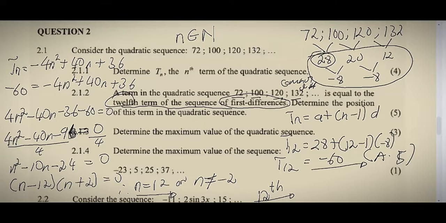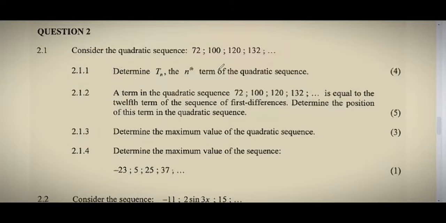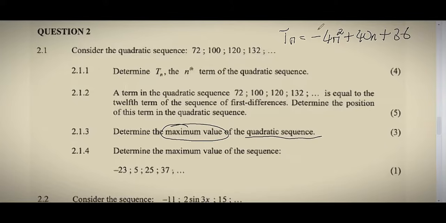Now let's proceed. 2.1.3 says determine the maximum value of the quadratic sequence. Let's understand why they said the maximum value. Looking at our general formula for the quadratic sequence, we have negative 4n squared plus 40n plus 36. Our a is less than 0, which tells us that we have a concave down shape. A concave down shape has a maximum value, which is why they're saying determine the maximum value of the quadratic sequence.